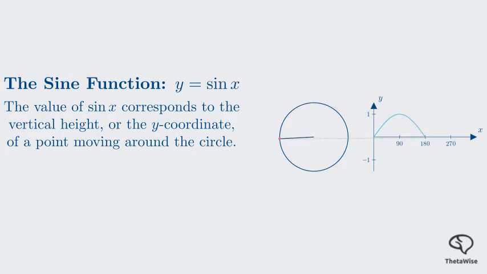As we move into the third quadrant toward 270 degrees, the sine value becomes negative, reaching -1. Finally, at 360 degrees, we complete the circle and return to 0. This creates the characteristic wave shape of the sine curve, which repeats every 360 degrees.